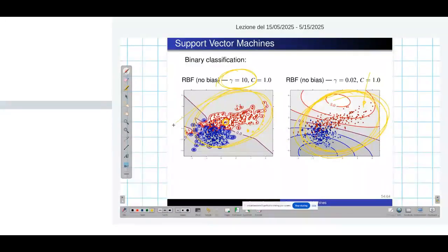Typically, this is better if I have enough training data to estimate a complex separation rule. This will be better if I have fewer training data. Having a small value of gamma brings me solutions that are simpler, that are more smooth. And then the rest we will see next time.